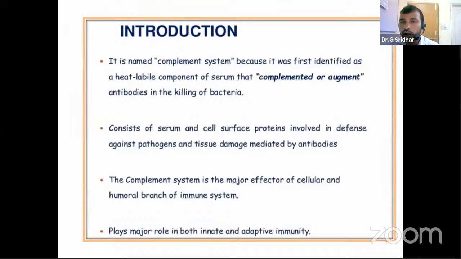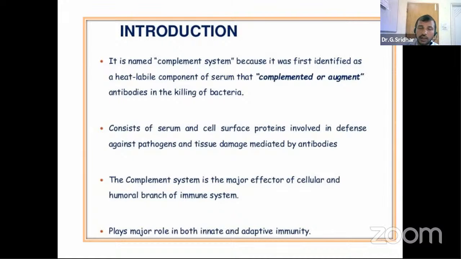After the 1890s, the concept of complement proteins was enhanced greatly. It is named the complement system because it was first identified as a heat-labile component of serum that complemented, or augmented, the antibodies in killing the bacteria. The main immune system can kill bacteria by releasing different types of T cells and different types of antibodies.